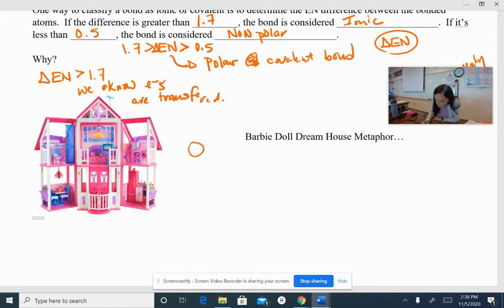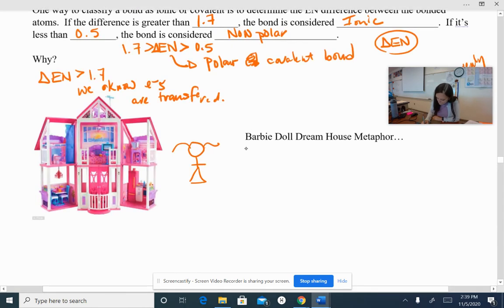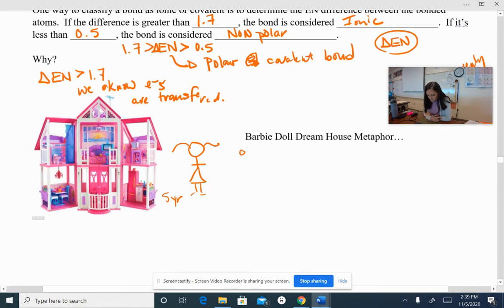So you've got a 5-year-old sister, and you've got a 3-year-old sister. So you've got your 5-year-old and your littler 3-year-old sister. Now, who is going to get the majority of the time with that Barbie dream house?